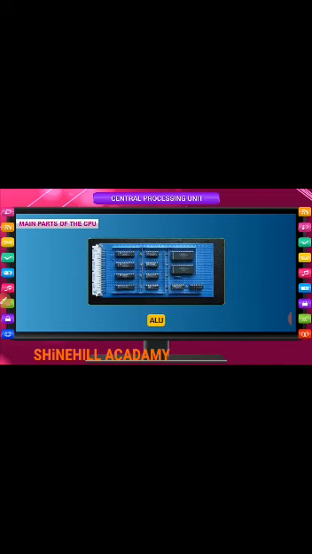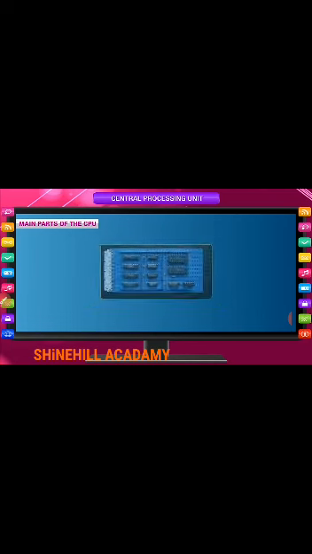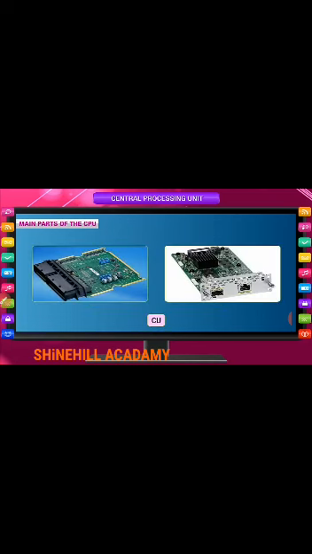ALU. It is the arithmetic and logic unit that performs all calculations and logical operations. CU. The control unit manages all the operations of a computer system, all parts and peripherals of a computer system. It also controls the transfer of information from one part of the CPU to another.